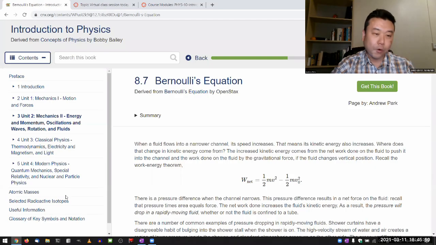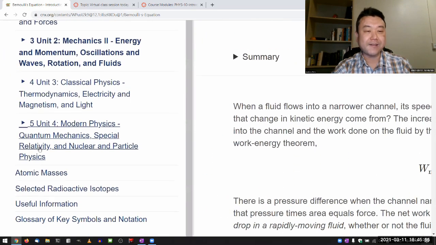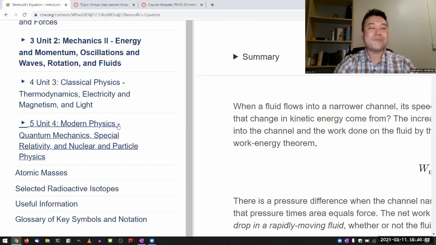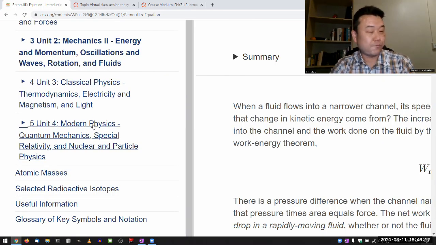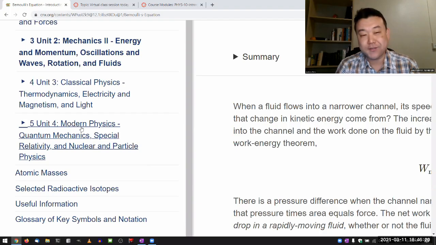So there is an organizing principle between units 3 and 4. You can kind of see it in the title. One says classical physics, the other says modern physics. And that's the organizing principle between units 3 and 4. There is a dividing line between classical physics and modern physics, one of which is the time. The development of modern physics took place around the turn of the 20th century, the beginning of the 20th century. So modern physics is about 100, 120 years old.